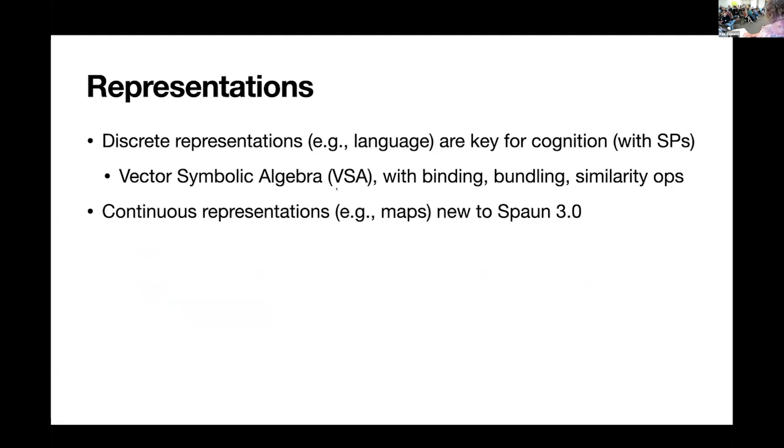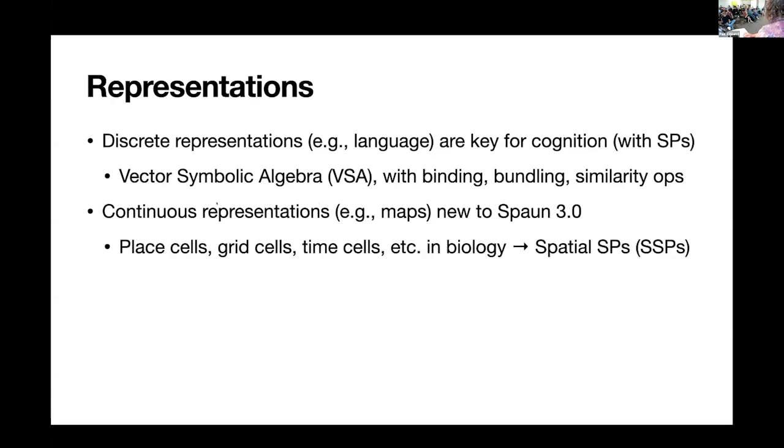We also have continuous representations. So these are like the SSPs that Nicole was talking about. This is new to Spawn 3. And these are nice for explaining things like place cells, grid cells, time cells, and so on in biology. SSPs is definitely a key way that we do that. For time cells, we actually use more like a state space model for capturing those.